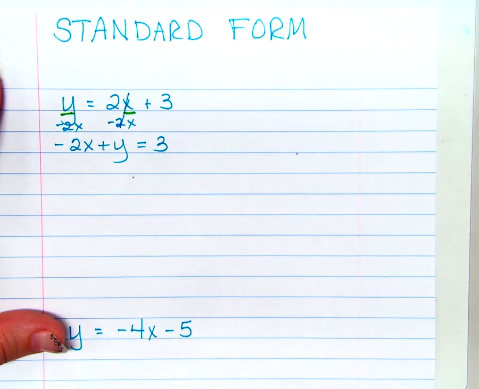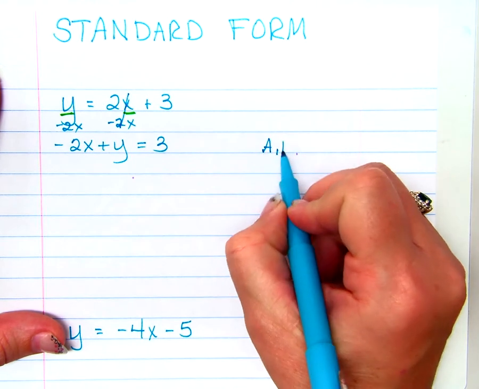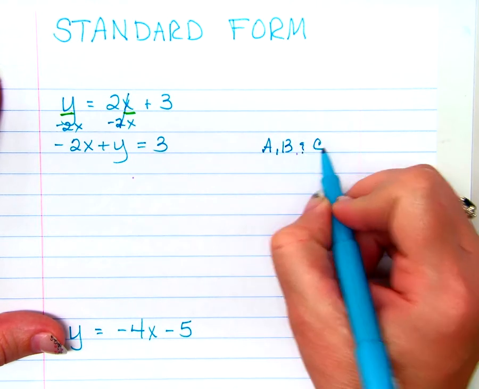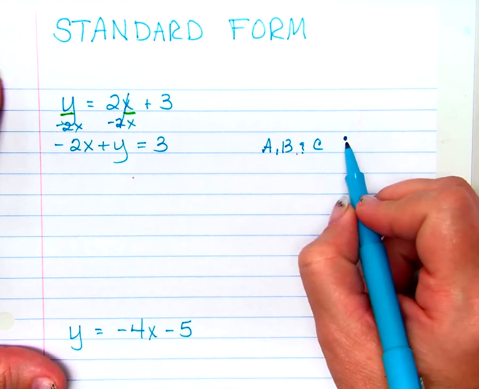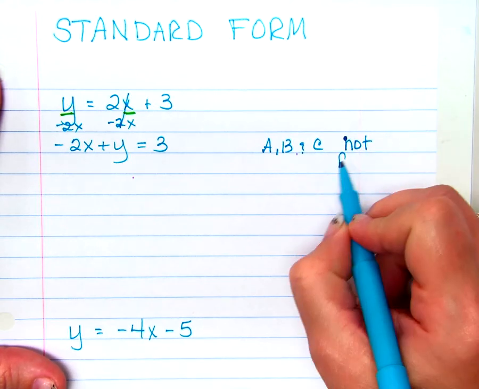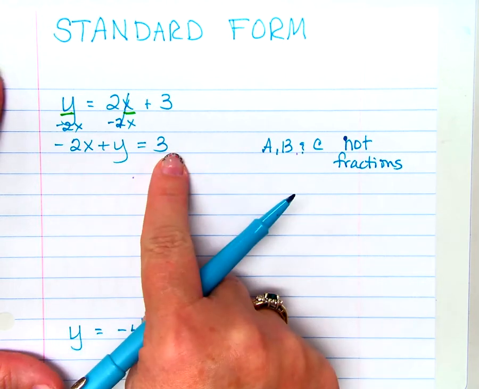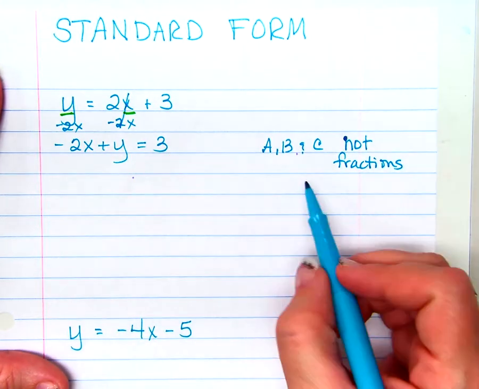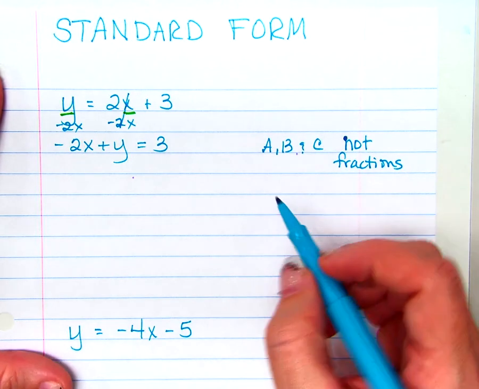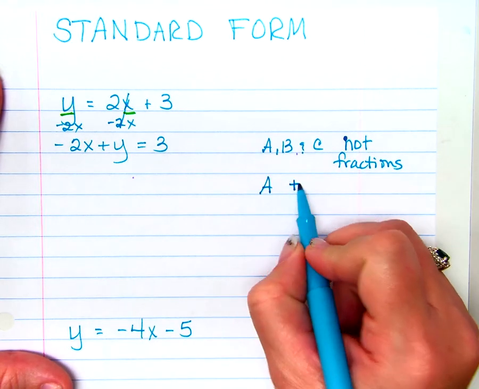Okay? The next thing we have to remember is that a, b, and c have to be positive non-fractions, not fractions. Okay? That's not a problem here because all three of these are integers, they're whole numbers. I guess integers, not whole numbers, but whatever. The last thing we have to remember is that a has to be positive.